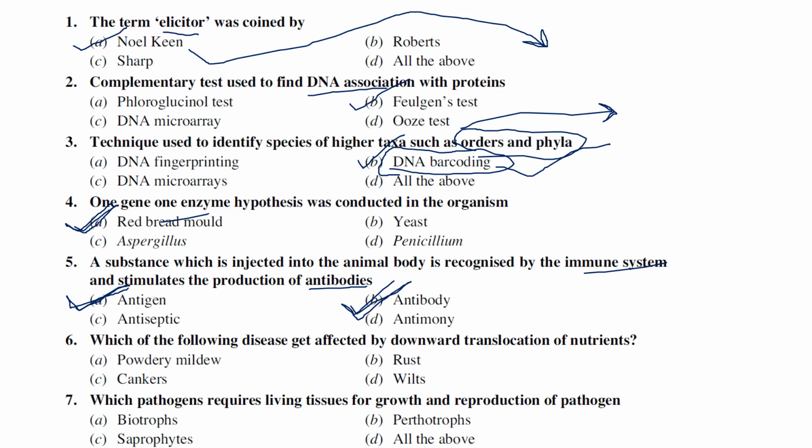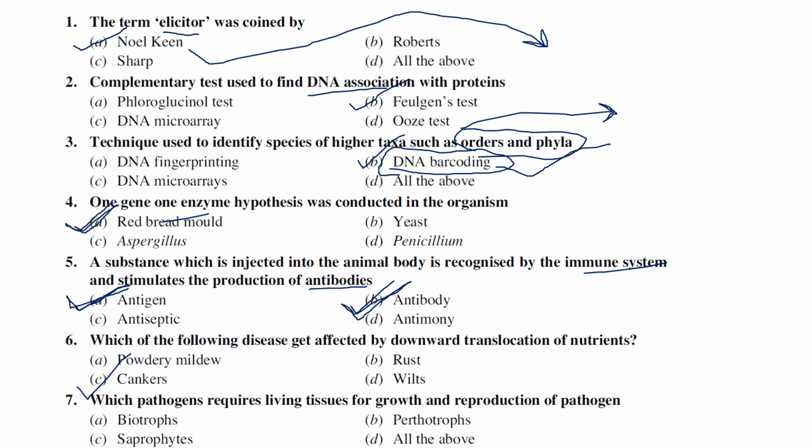The next one: which of the following diseases is affected by downward translocation of nutrients? Powdery mildews, rusts, cankers, or wilts. Generally, cankers get affected due to the downward translocation of nutrients.